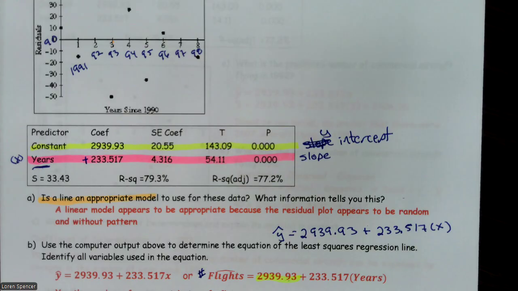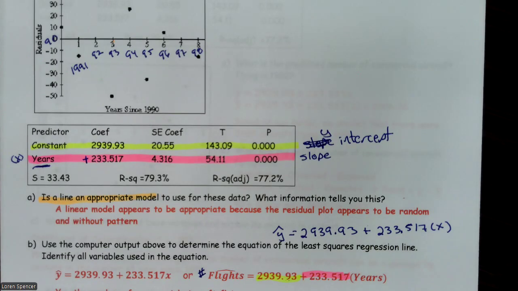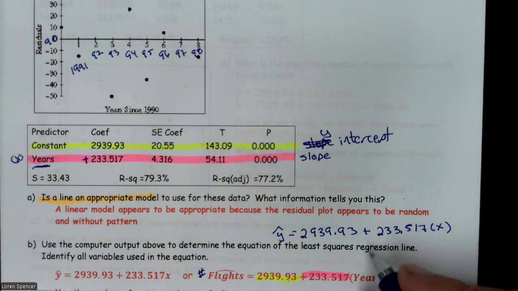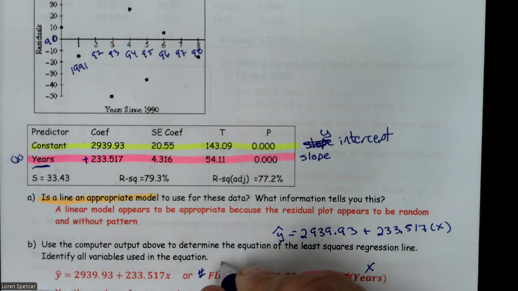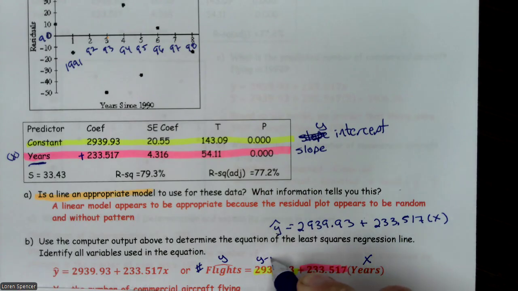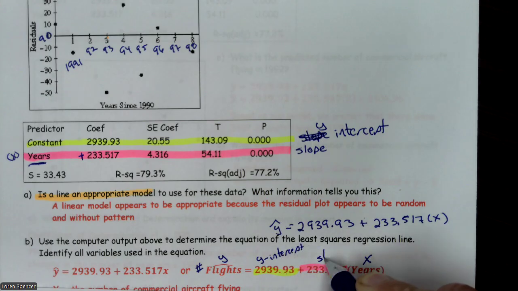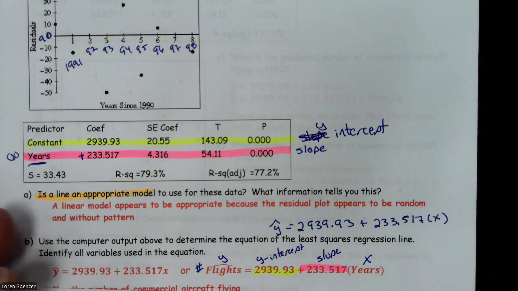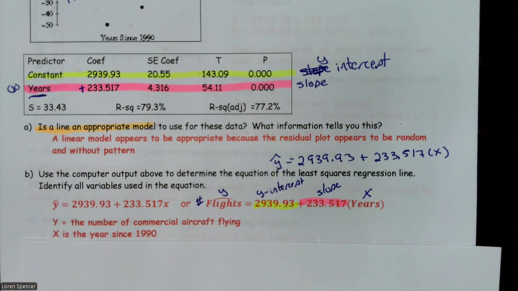That's my y-intercept. This plus is my slope. This is my x, and this is my y. Okay? So number of flights is my y. This is my y-intercept. This is my slope. All right? So y is the number of aircraft, commercial aircraft flying, and x is the year since 1990, or number of years.